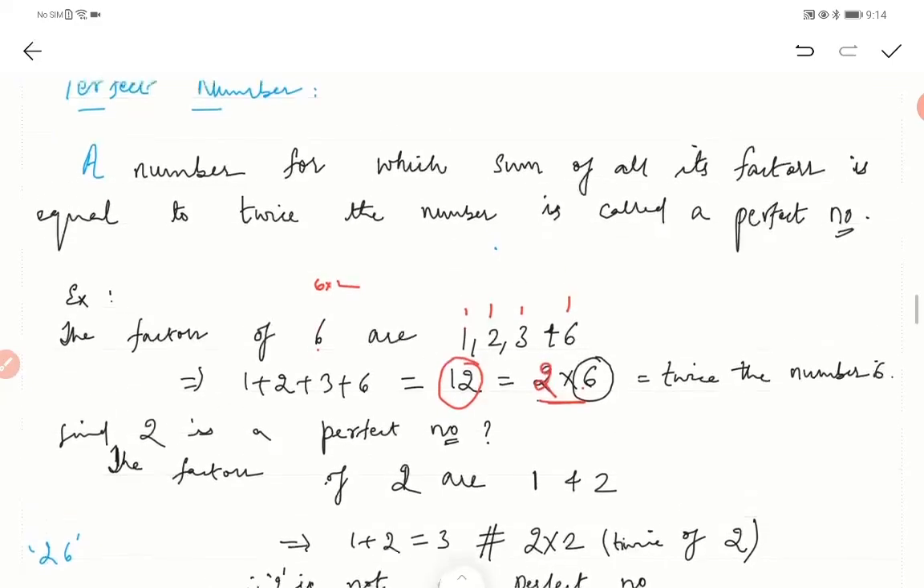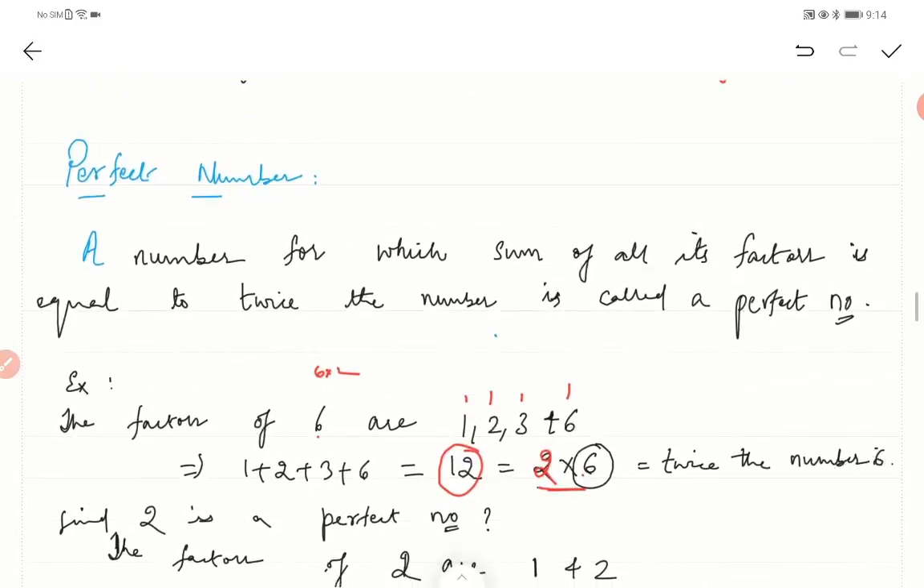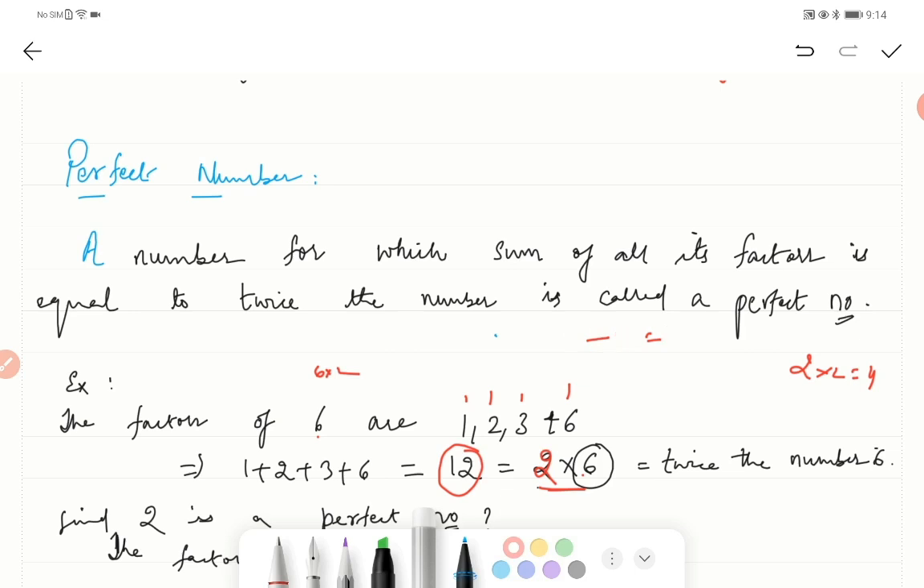Okay, what about 2? Do you think 2 is a perfect number? So factors of 2 are what? 1 and 2, isn't it? So 1 plus 2 is what? 3. And twice of 2 is how much? 4. So 2 is not a perfect number. Alright.